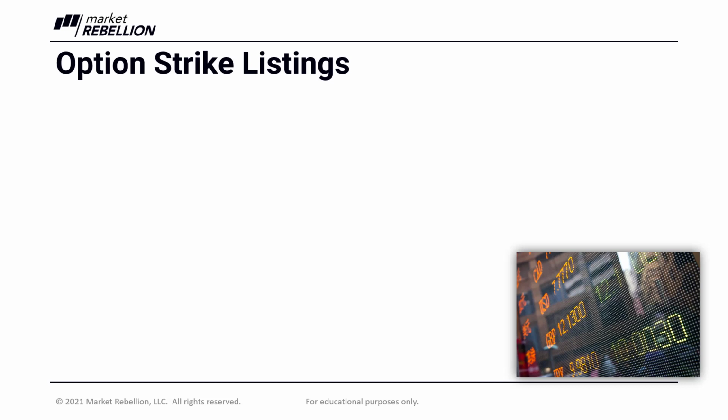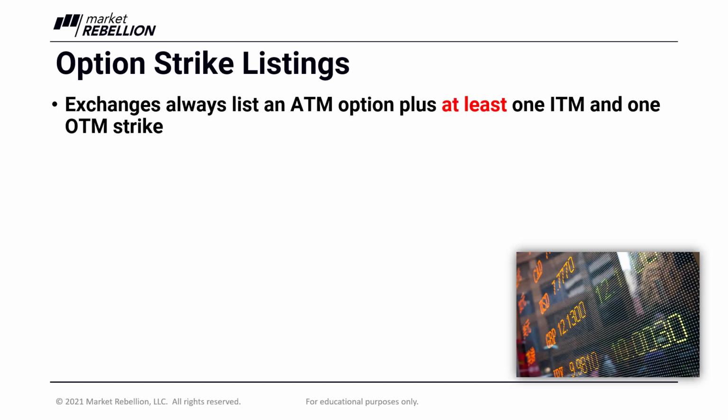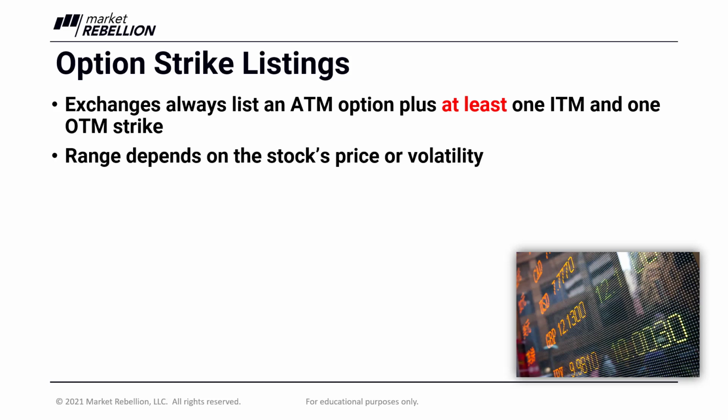Well, it's a good question, and there are very good reasons, so let's go find out. Let's start with some of the technical aspects of the option strike listings. Most exchanges work in a similar way, but whenever a new option expiration month is created, the exchanges will always list an at-the-money option, that's a strike that equals the current stock price, plus at least one in the money and one out of the money strike. That's the very basic: at the money, plus one in the money, plus one out of the money. Sometimes you'll see more. You might see 2 or 3 in the monies and 2 or 3 out of the monies, and the range depends on the stock's price or the stock's volatility.